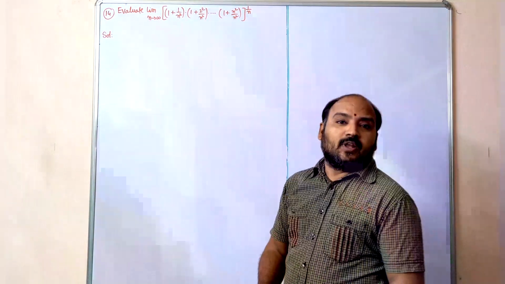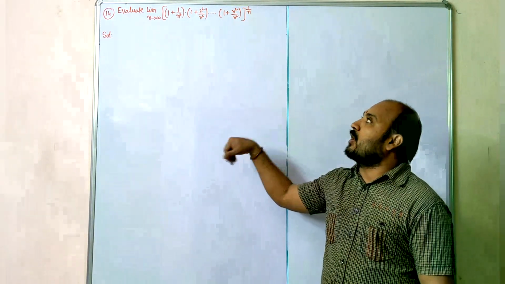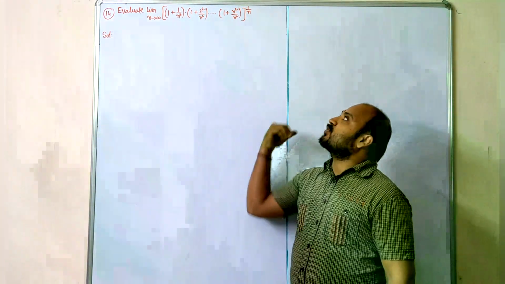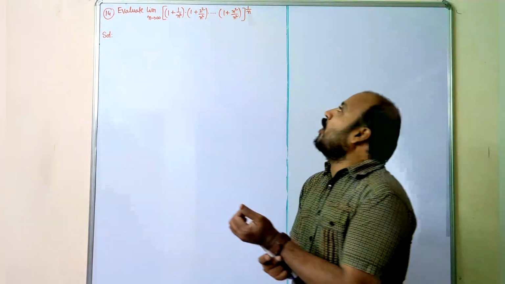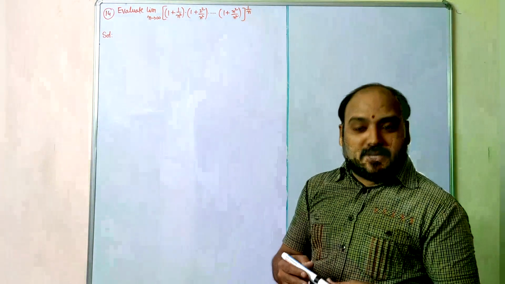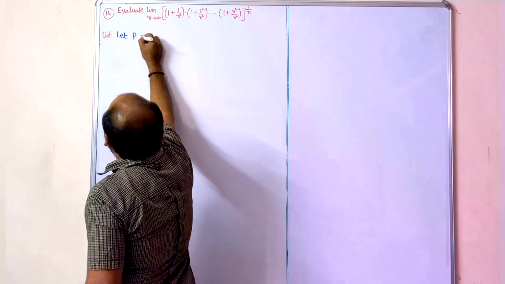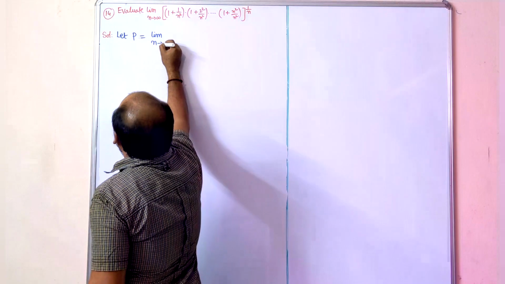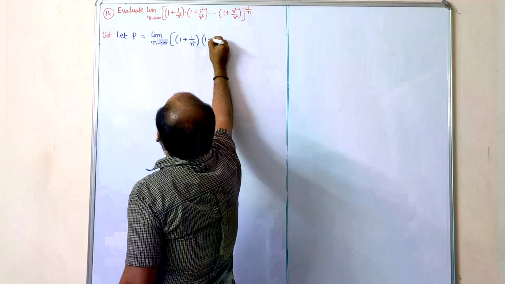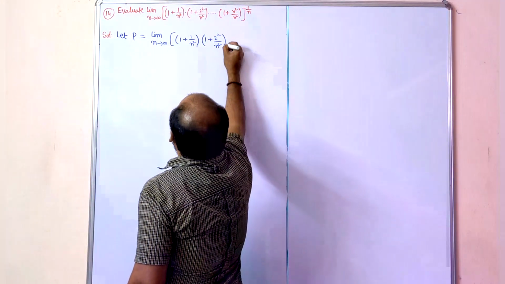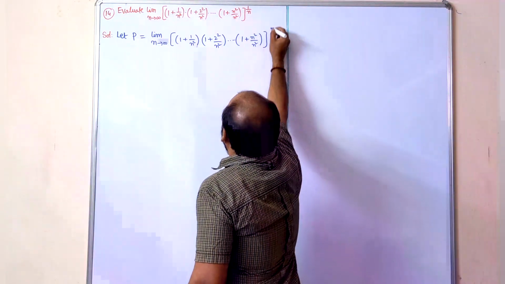The next question: limit n tends to infinity, (1 plus 1 by n square) into (1 plus 2 square by n square) plus and so on (1 plus n square by n square), whole power 1 by n. I already discussed in the first video, dear students, whenever whole power 1 by n is there, the given limit we can take as p. So first let p equal to limit n tends to infinity (1 plus 1 by n square) into (1 plus 2 square by n square) into and so on (1 plus n square by n square), whole power 1 by n.